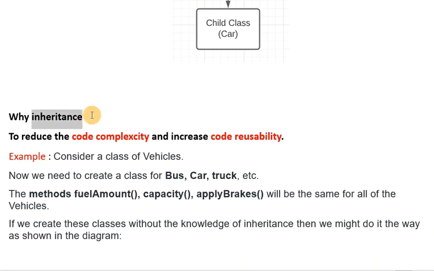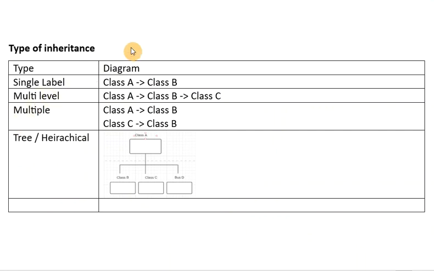Now come to the next point. The next point is types of inheritance. We are going to understand how many types of inheritance there are. So basically there are four types of inheritance.